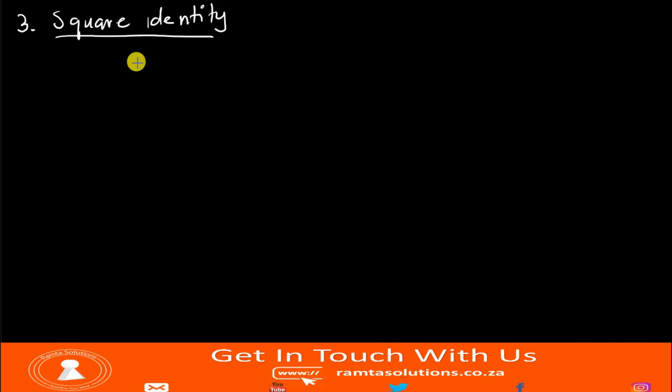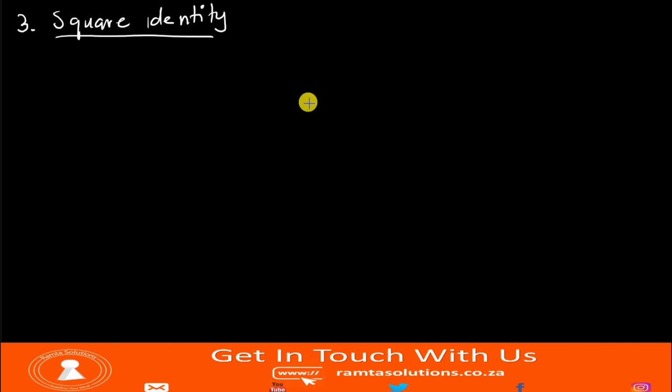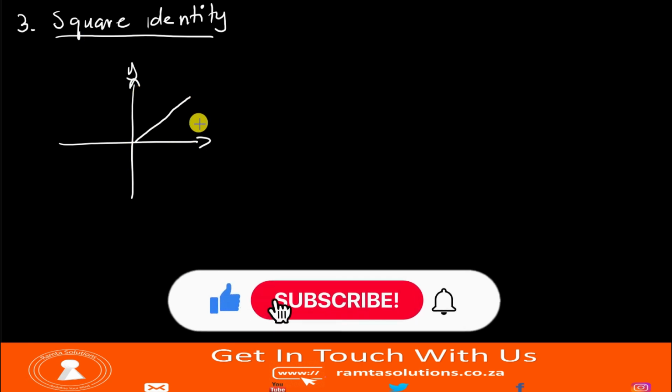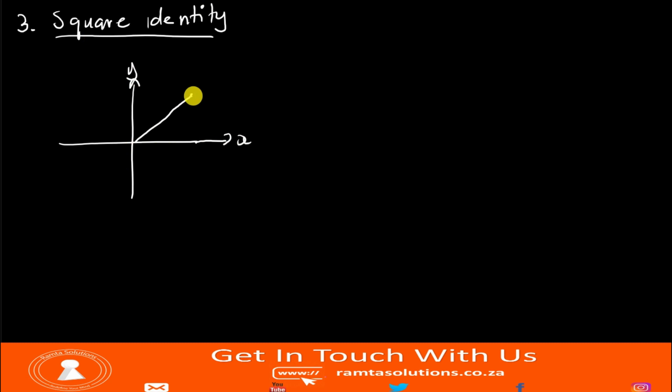With the square identity, again, let me copy that. I cannot copy it, so let me just draw it. I don't need to copy the others that I don't require. Let me just put it here. This is y. This is x. So this point here is x and y. It is elevated by theta degrees. So we have a right angled triangle.